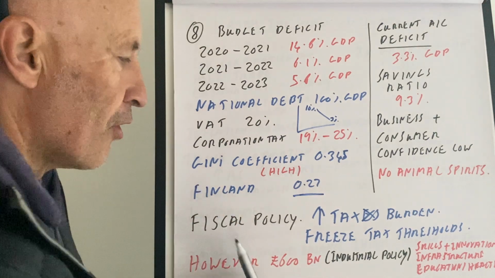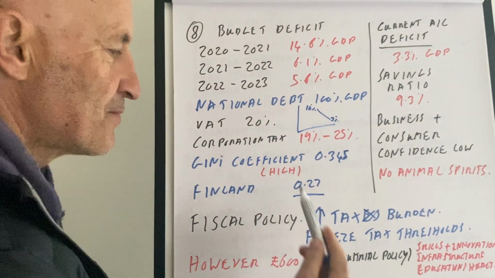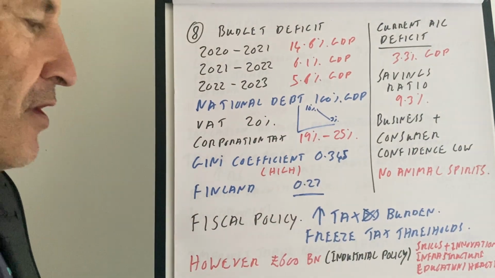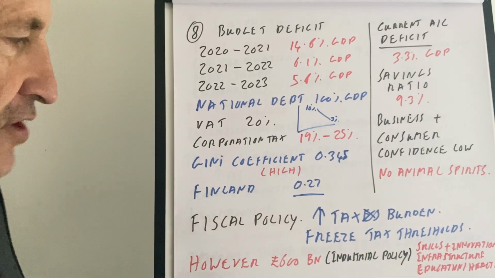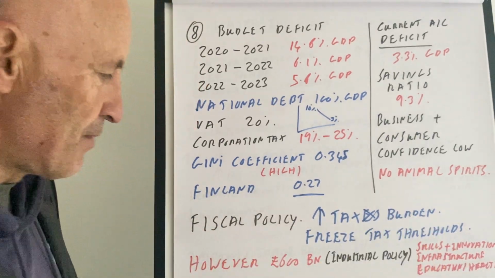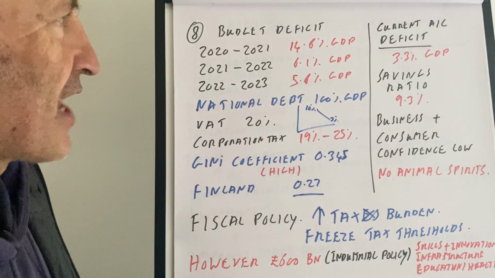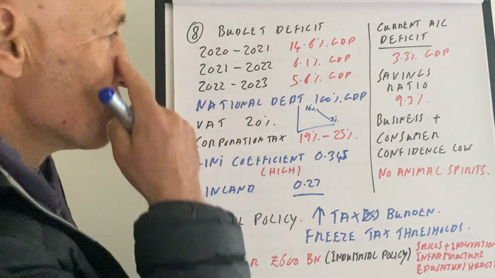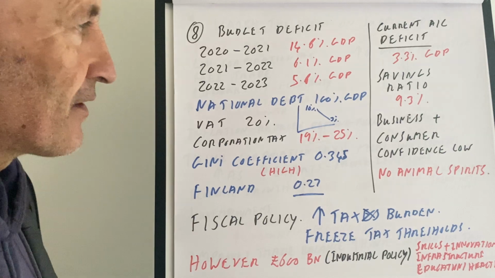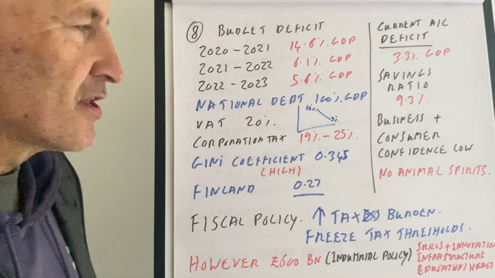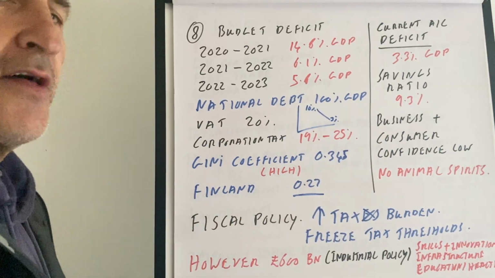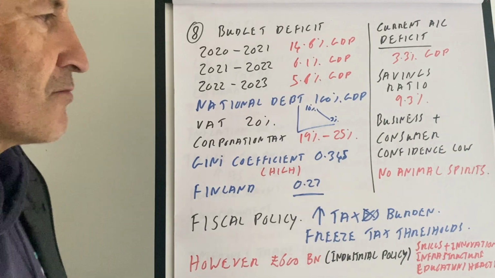So fiscal policy, please remember the tax burden is actually going up now because they've frozen the tax thresholds. But once again, we have this increase in GBIT with £600 billion coming in, skills, innovation, infrastructure, education and growth. And we also have a current account deficit of 3.3%. We are tending to save much more than we did in the past, so the savings ratio has gone up. That will also obviously therefore decrease consumption.